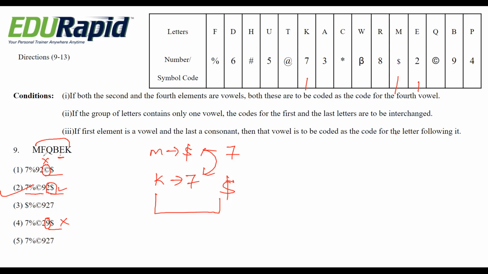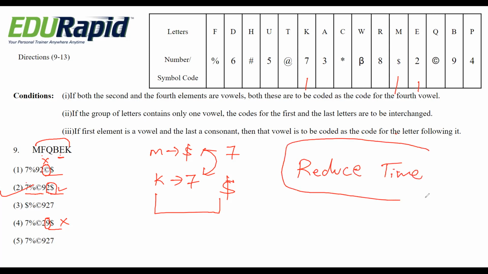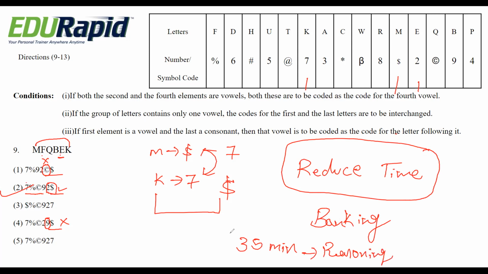For M, what is it? For M, it is 7. For F, it is percentage. For Q, it is copyright. You have to reduce that time. Again, I am saying you have to reduce the time. So time management is very, very important, especially in banking. You have only 35 minutes in reasoning for prelims. So you have to be very, very fast.